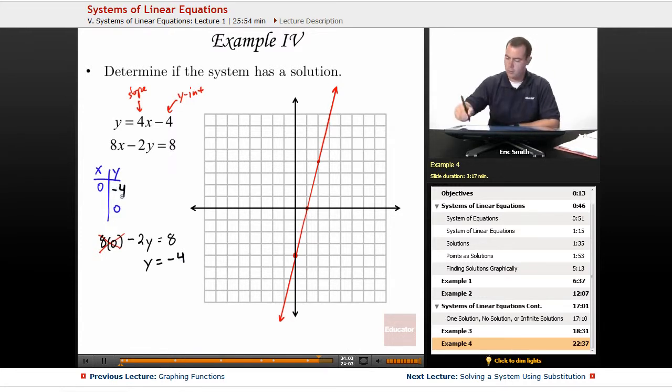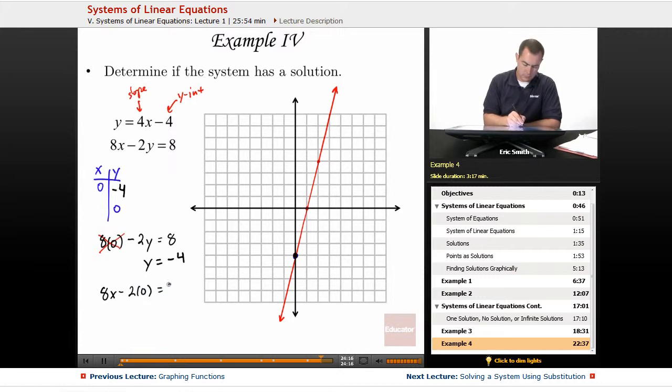All right, so there's one point I can put on there. Right there. Notice how it's in the same spot. Putting in a 0 for y, I can see the term that will go away. So I'm left with 8x is equal to 8. Well, dividing both sides by 8, I'd simply be left with x equals 1.